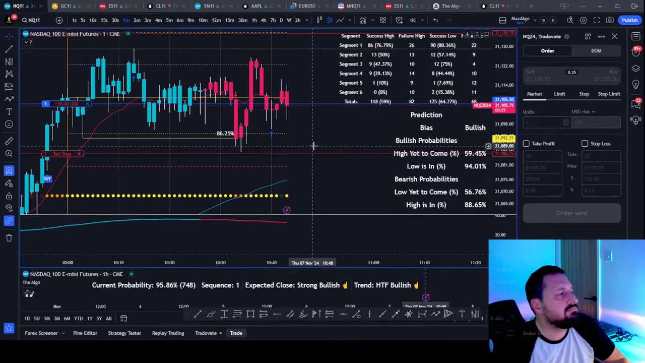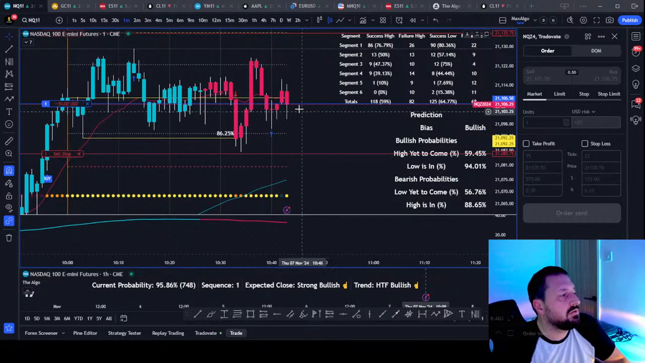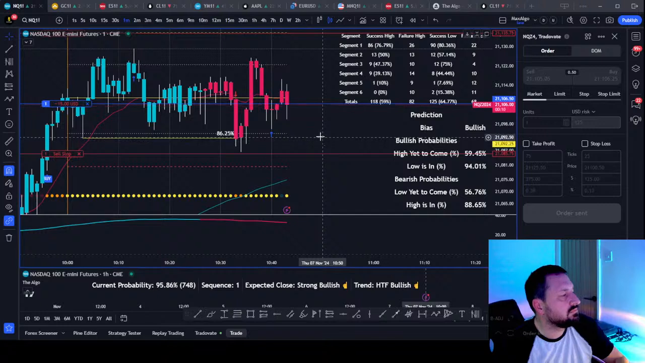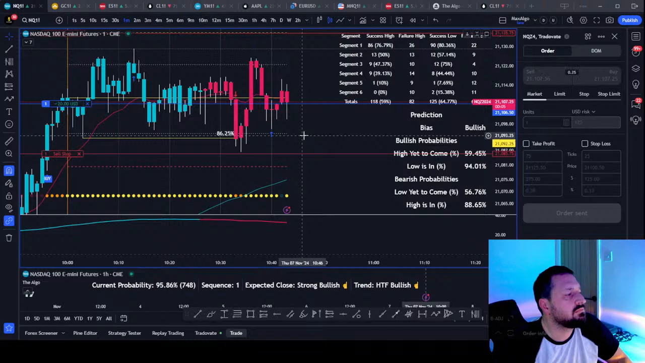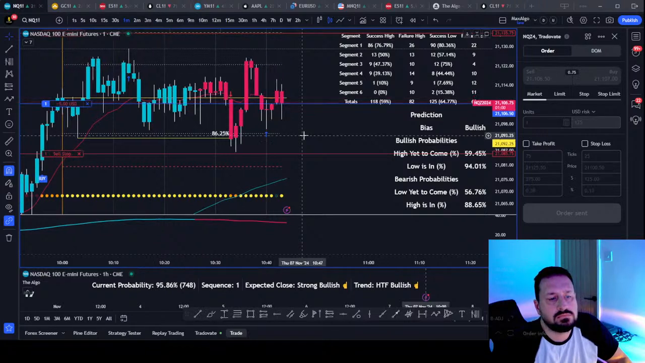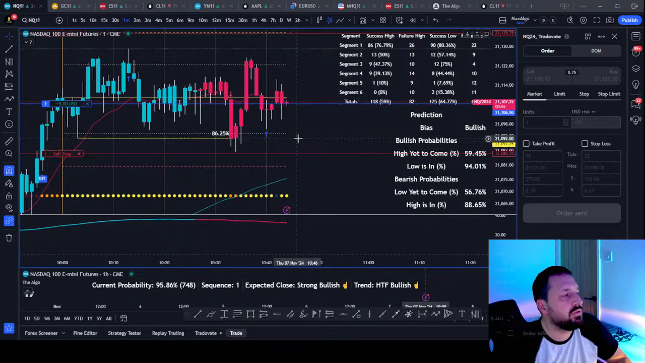43 minutes in. I want to see this drive and hold. Really, I don't want to see any more messing around to the downside. We've got to go. Starting to see some blue.